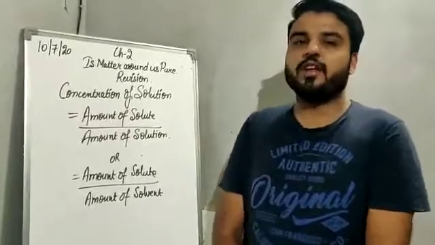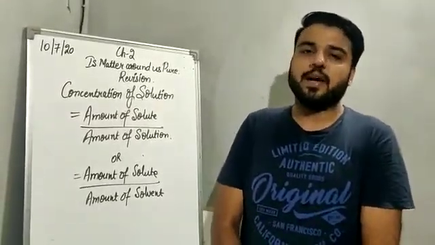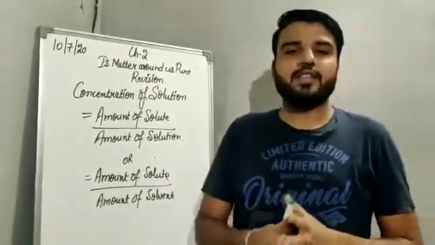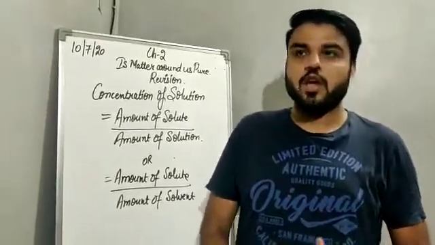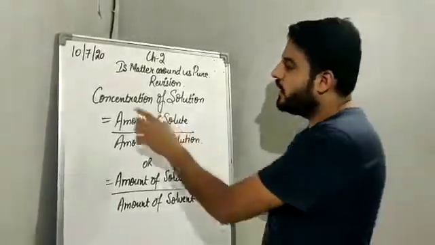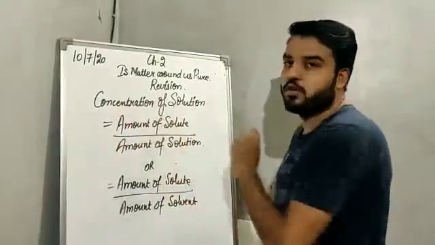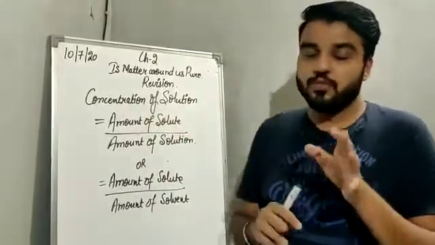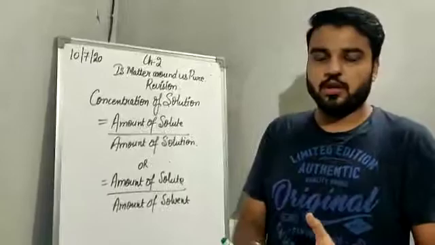So today we will continue the revision of chapter number 2 of chemistry, that is Matter Around Us Pure. Yesterday we discussed and revised different types of solutions. Now today we will understand and revise the concept of concentration of solutions. So what do you mean by concentration of solution?